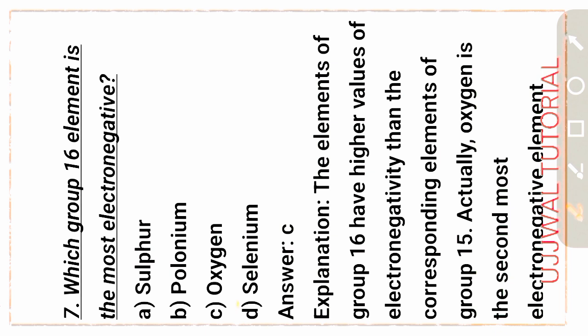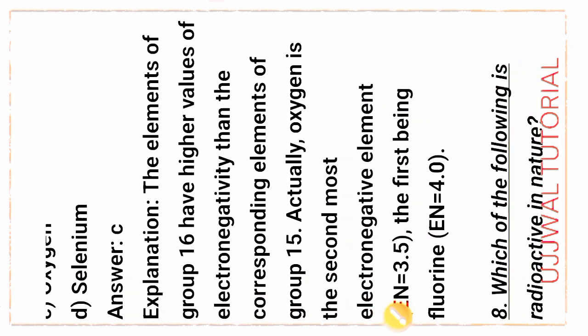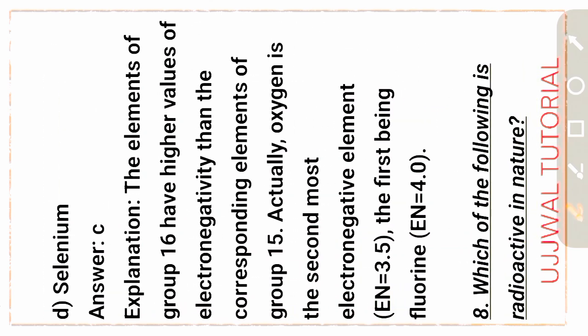Next question, question number 7. Which group 16 element is the most electronegative? That is option C, oxygen. The elements of group 16 have higher values of electronegativity than the corresponding elements of group 15. Actually, oxygen is the second most electronegative element, with an electronegativity value of 3.5. The first is fluorine, with an electronegativity value of 4.